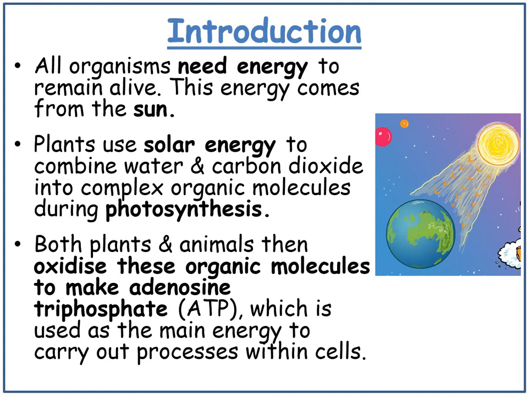So as an introduction, all organisms need energy to remain alive, and this energy comes from the sun. Plants use solar energy to combine water and carbon dioxide into complex organic molecules during photosynthesis. Both plants and animals then oxidize these organic molecules to make adenosine triphosphate, or ATP, which is used as a main energy source to carry out processes within cells.